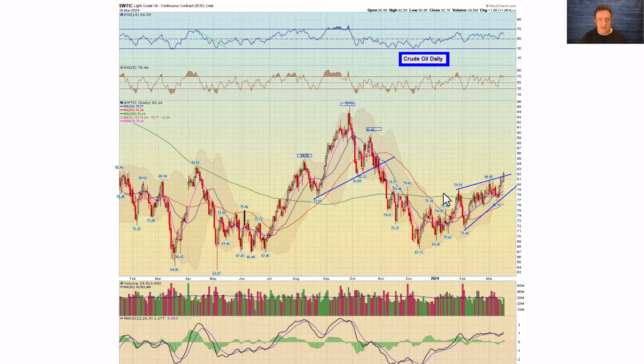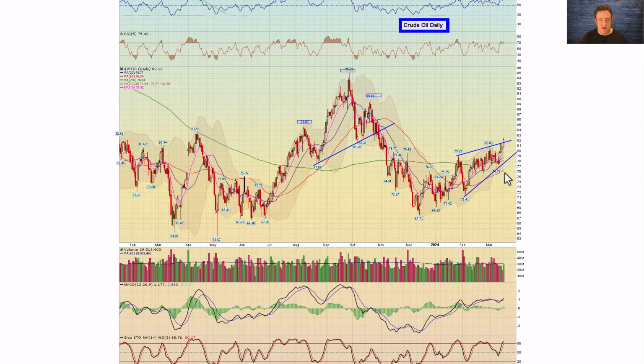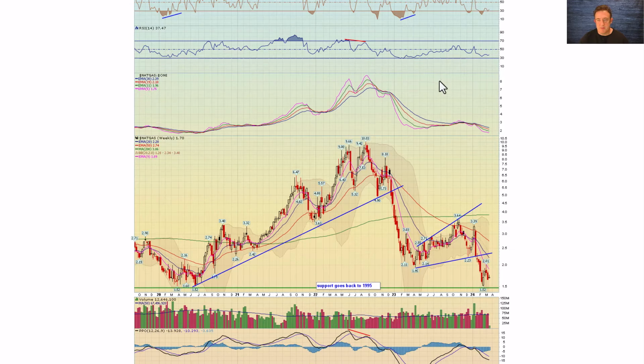Number 59, here's the daily. We have a wedge pattern here. Not sure about this yet. It could obviously blow this wedge through. Slight break of it today, but I'll leave it here for now. Again, it's been a nice move up.